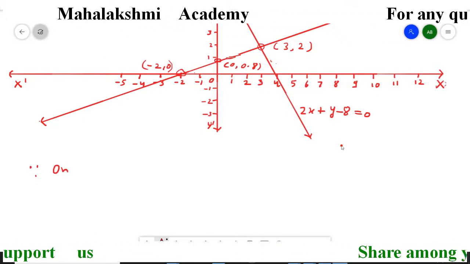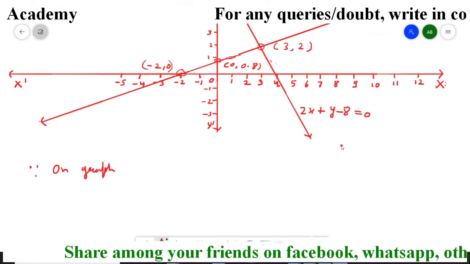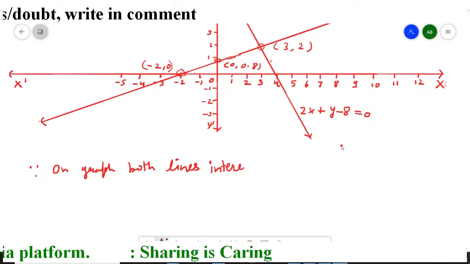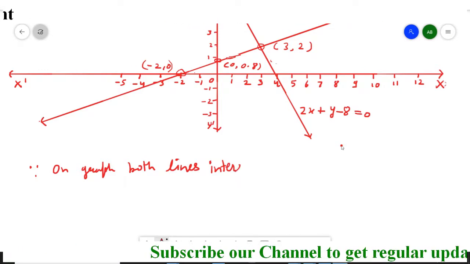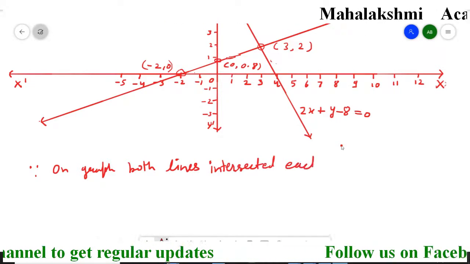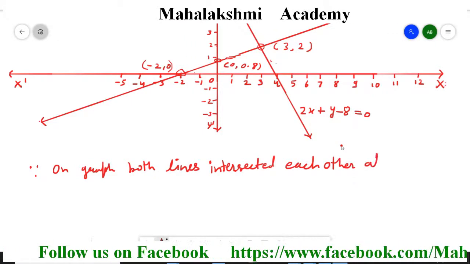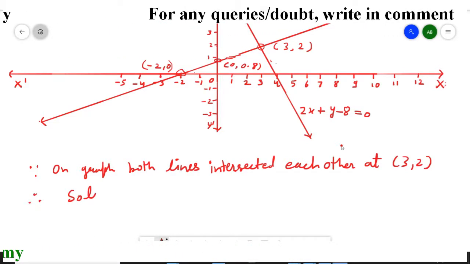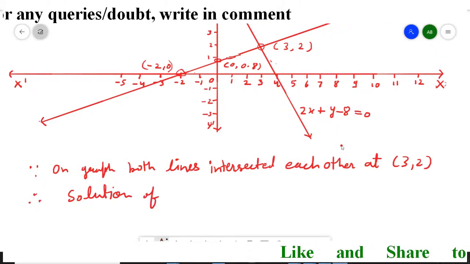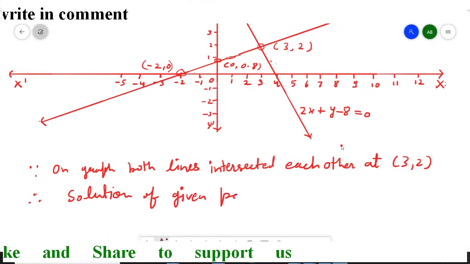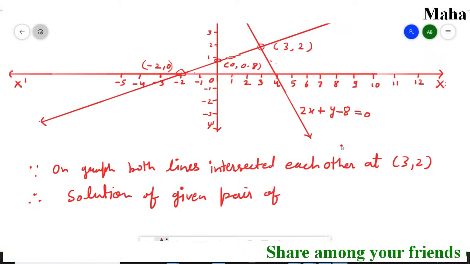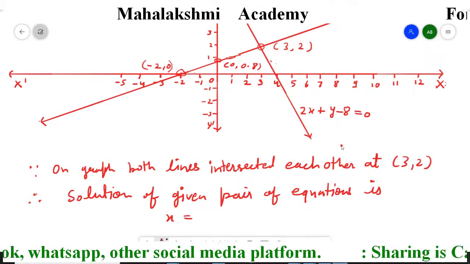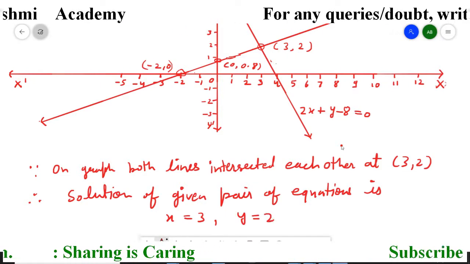Since on graph both lines intersected each other at 3, 2, so solution of given pair of equations is x is equal to 3 and y is equal to 2. So this is the solution.